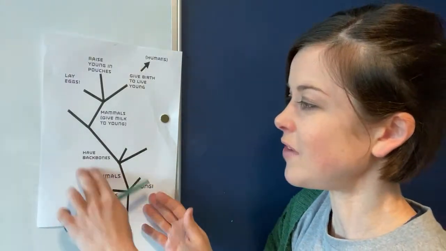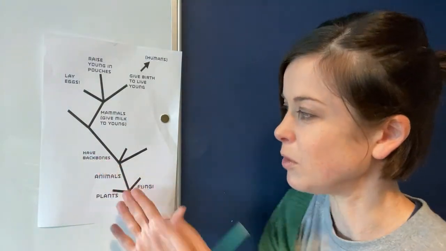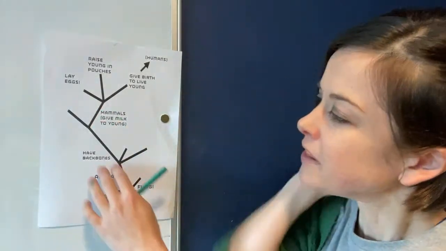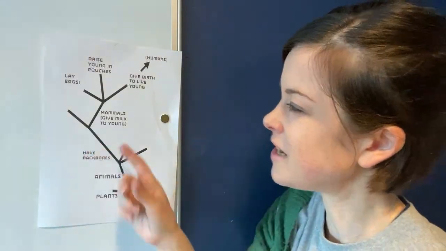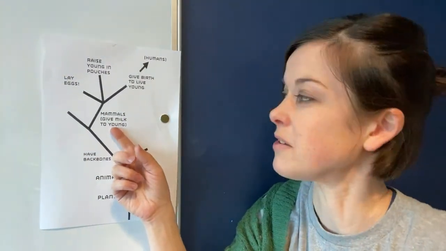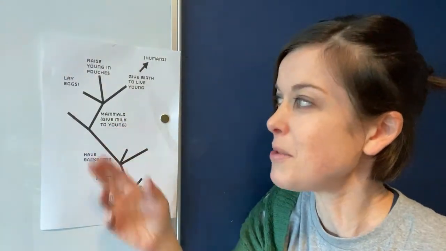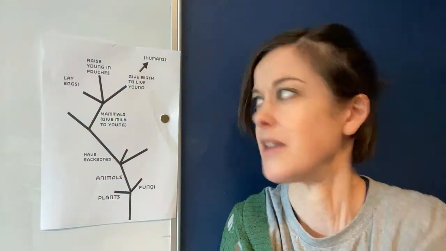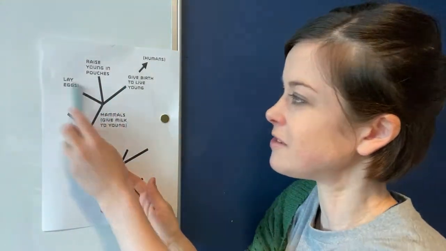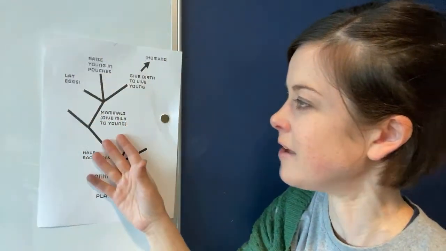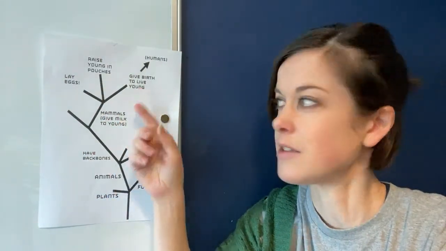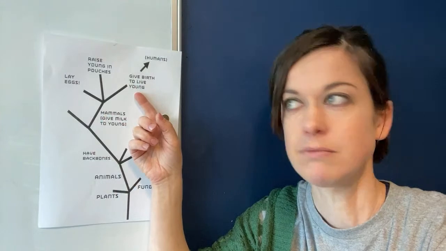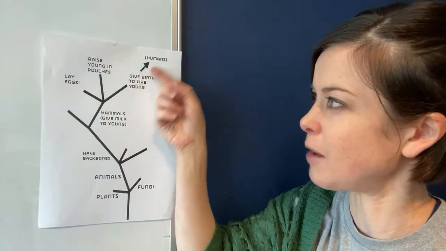evolved and changed, and eventually some of them evolved to have backbones. So we'll put them all in a separate category now. The ones with backbones evolved and changed. Some of them started giving milk to their young, so we call them mammals. And then mammals evolved and changed. I didn't know this: there's three different kinds of mammals on the evolutionary tree. Most mammals evolved to give birth to live young. So that would be humans, we're on that branch.